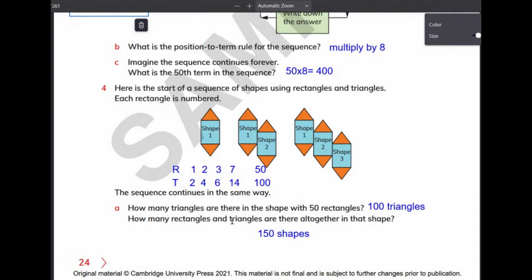Then the question after, they say how many rectangles and triangles are there all together in that shape. In that shape, I know there are 50 rectangles and 100 triangles. So what you need to do is what? Add them together. They give you 150 shapes.